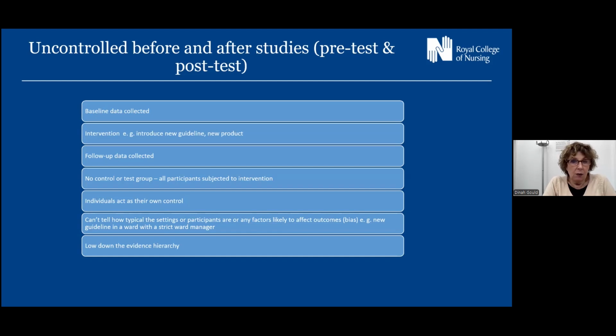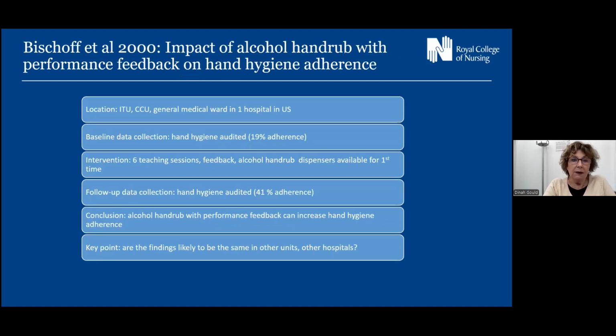So the very fact that you're able to do the study at all might be influenced by the fact that this is a special kind of ward. Uncontrolled before and after studies are placed quite low down the hierarchy of evidence, because they are subject to a great deal of bias. That's illustrated by this study, which is very old now, but I tend to pick out studies which are easy to follow and easy to look up for you if you want to.